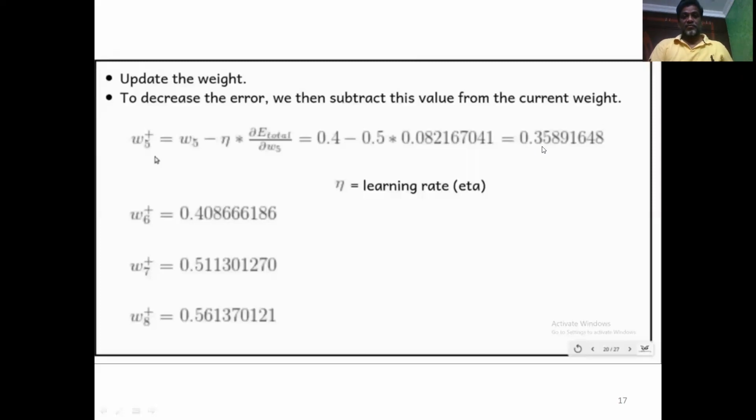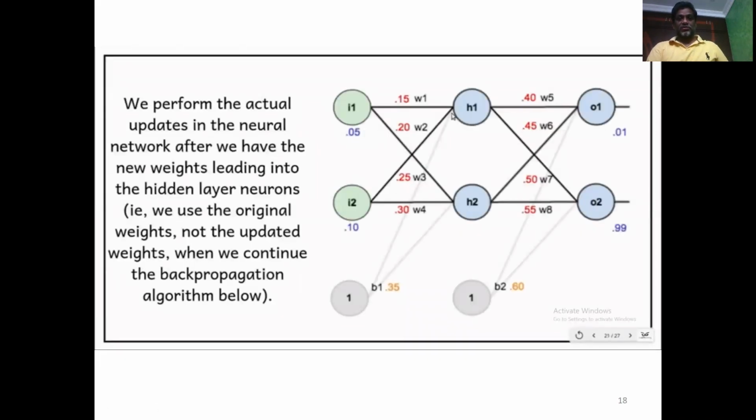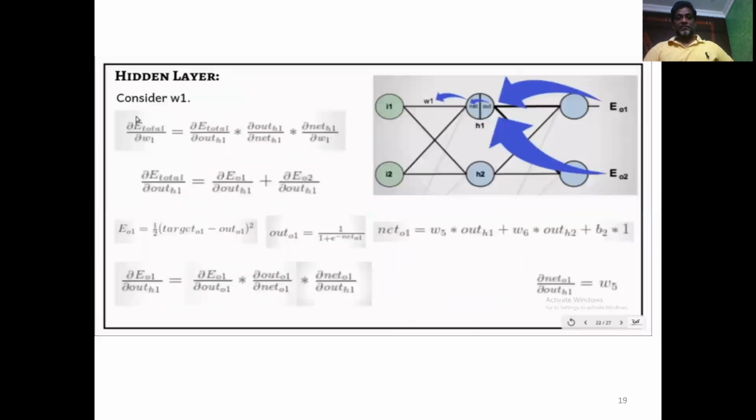So once we have updated W5, the actual updates must be done only after the complete neural network weights are updated. For example, if you want to use W5 while calculating the update for W1, you should use the old W5 value only. You should not use the updated value. Only once all the weights W1, W2, W3, W4, W5, W6, W7, W8 are updated and available will the network weights be updated. So we continue with old weights only when we perform the remaining weight updates.